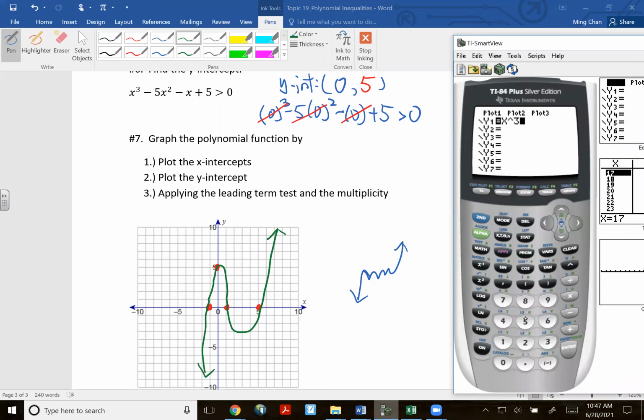x to the third minus 5x squared minus x plus 5. Coming up, go down. Yeah, it's close enough. This is a little bit more down.